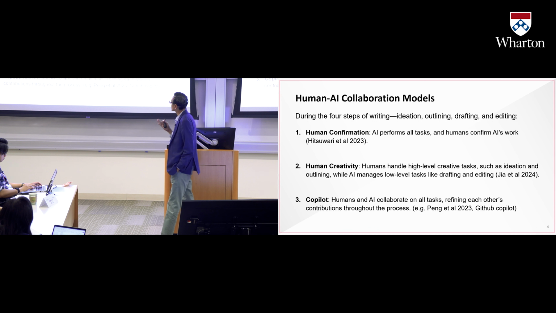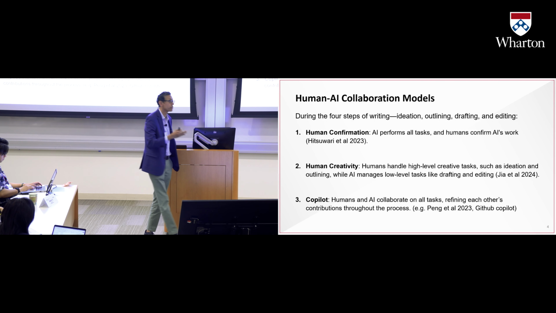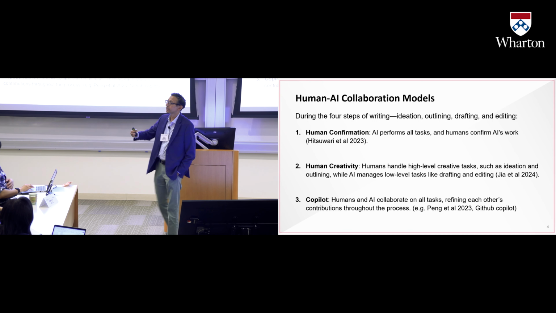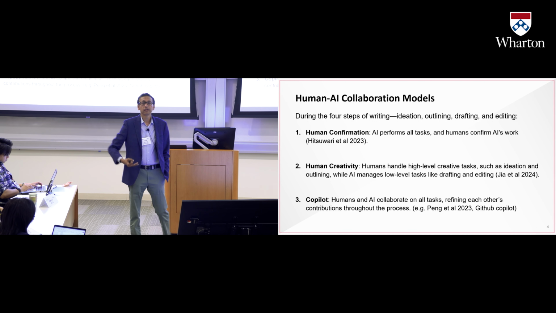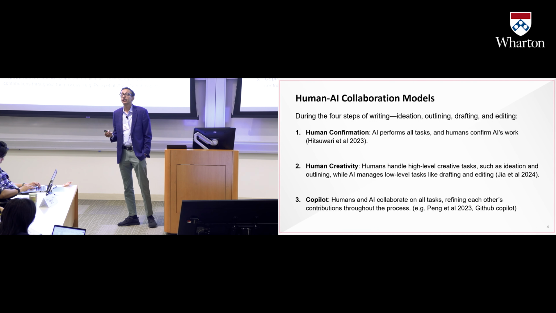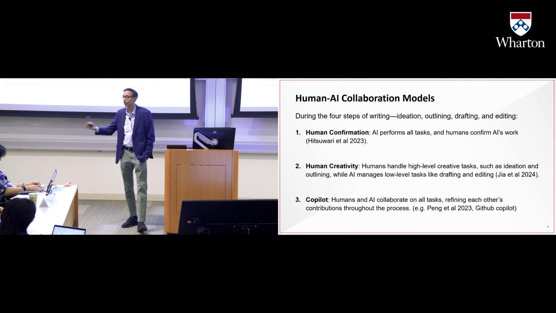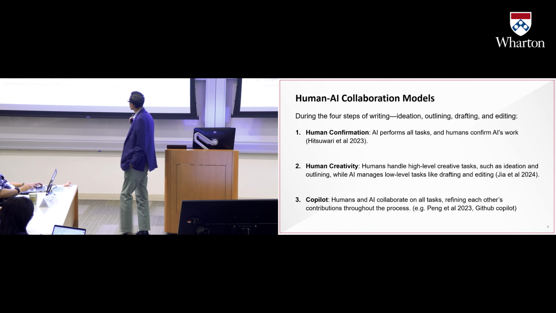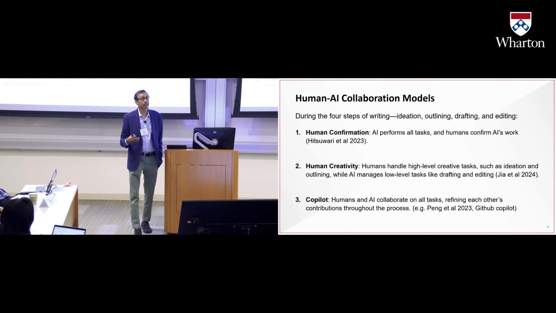The first one, which we call human confirmation, is one where AI is doing all the work and the human role is pretty much confirming AI's work, accepting it, or rejecting it by writing a new prompt and asking the AI to rewrite based on the modified prompt. For example, there's a paper by Hitsuwari et al. where they have AI used in poetry, where they have AI write the poetry and humans reject or accept AI poetry.